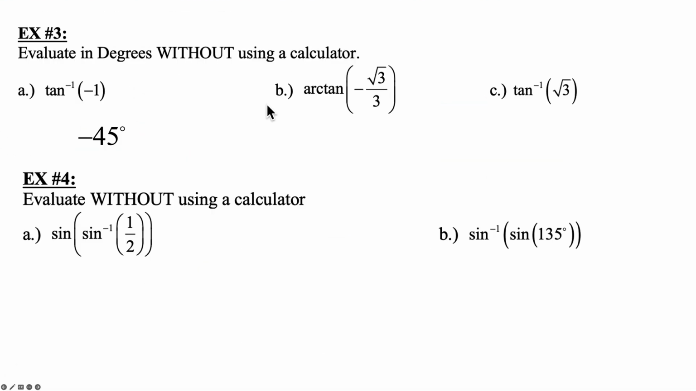All right, evaluate in degrees without using the calculator. Inverse tangent of -1. Negative angle, 1, that's where your square root of 2 over square root of 2 for both sine and cosine are divided, and you get a 1, so that's -45 degrees. B, arc tangent or inverse tangent of negative square root of 3 over 3. That's the same as negative 1 over square root of 3.